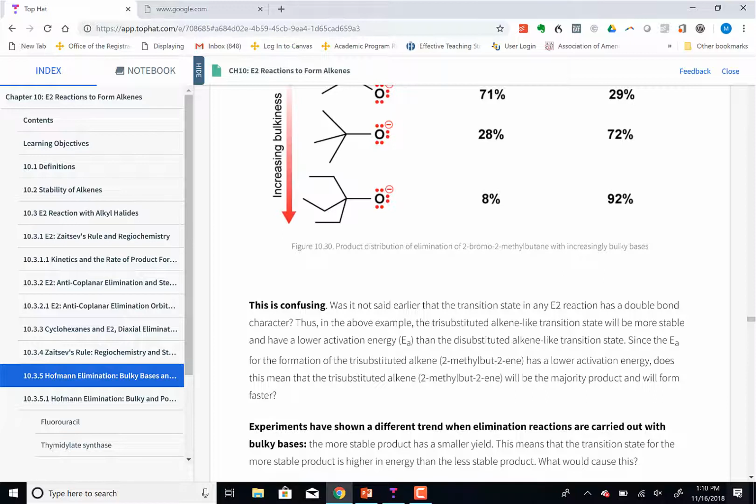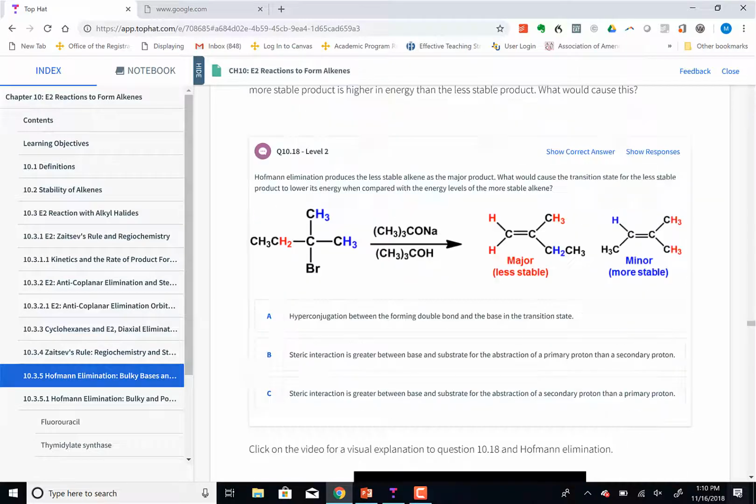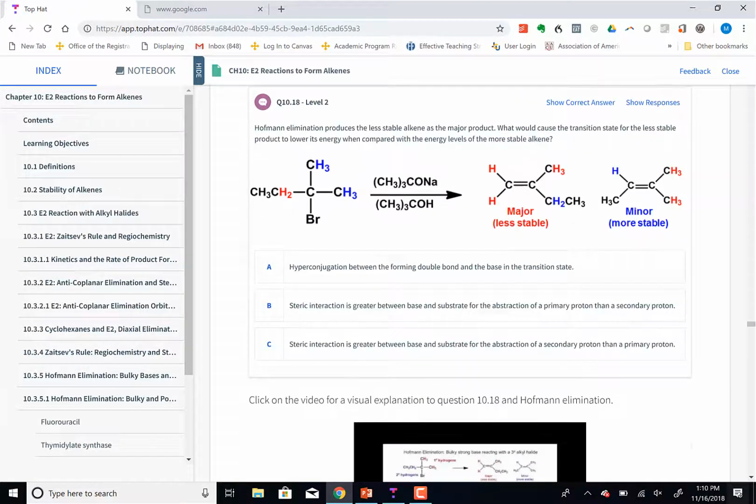And then when it crosses over on the other side, one produces the more stable product or the less stable product. So they need a diagram for that. So that's what we're talking about.